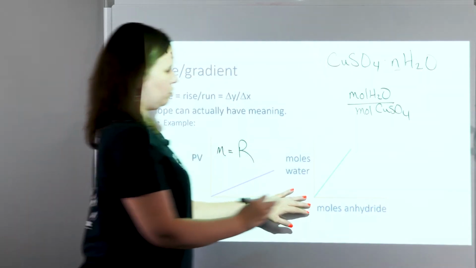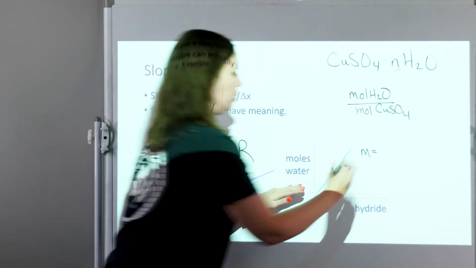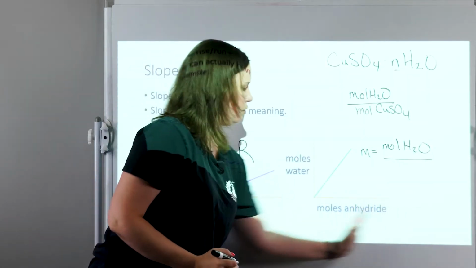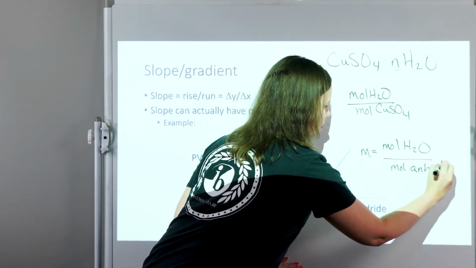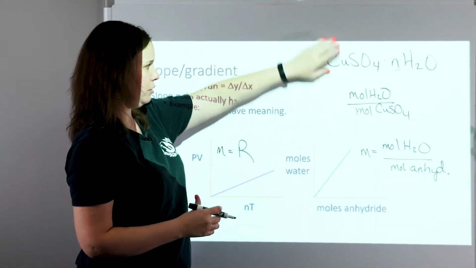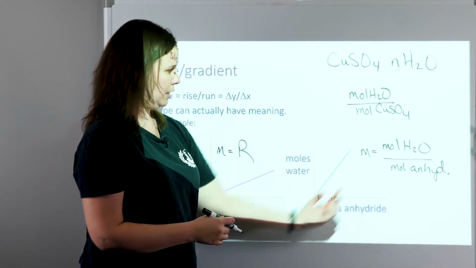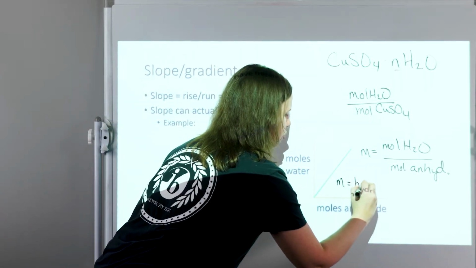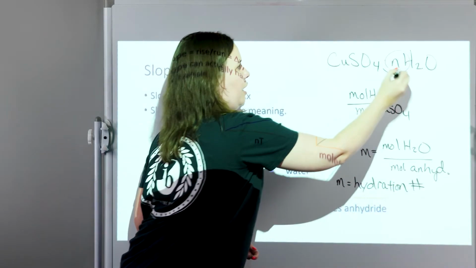Well, let's look at what we get if I do rise over run here. What would the slope represent? My rise, or my change in y, is the moles of water. And my run, or my change in x, is my moles of anhydrate, which is essentially what we did in a one-dimensional way in honors, looking at the mole ratio of water to copper sulfate. If I plotted doing this multiple times, the slope could get me my hydration number, or n.